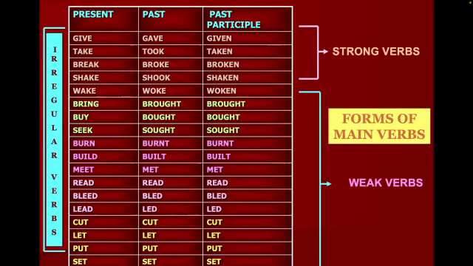For buy, we're going to change it completely to the new word bought, and then the past participle stays the same, bought. We also have seek and sought. So when we look at all of our other words down the page, you're going to see a lot of changing happening in strong verbs and almost none happening in weak verbs.